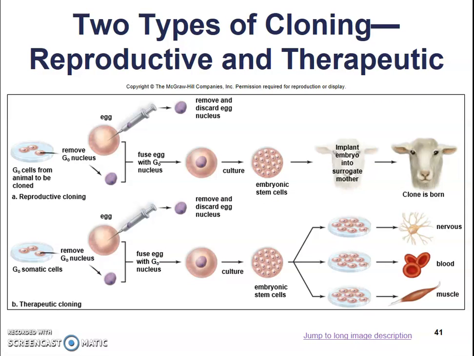Here we have a diagram showing the two types, reproductive and therapeutic. So here we have reproductive. The clone is born. Okay, so we have an egg, and we basically make a copy of the organism. In therapeutic, we grow specific cells, specific type, to help repair damaged cells.